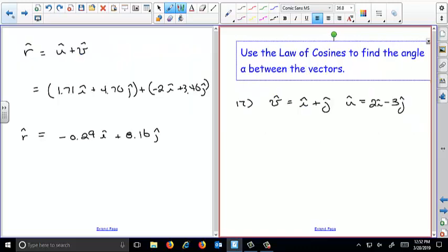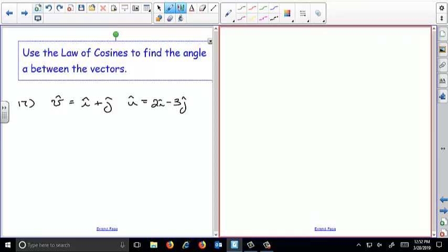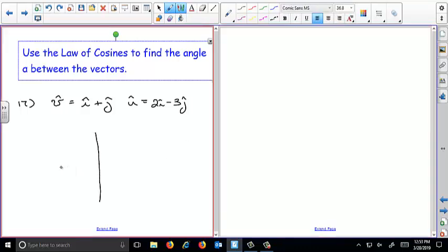Okay, so we've got 3 problems left now. One is to use the law of cosines to find the angle between the vectors. So let's just sketch what this looks like. It doesn't have to be exact, but you're going to have one vector like that, because it's going to have 1 and 1. And then you're going to have a second vector, which is 2, negative 3. So that's going to be somewhere down like that. And it's going to be close to 90 degrees, but not exactly. It's going to be closer to 90 degrees than it is to 0.